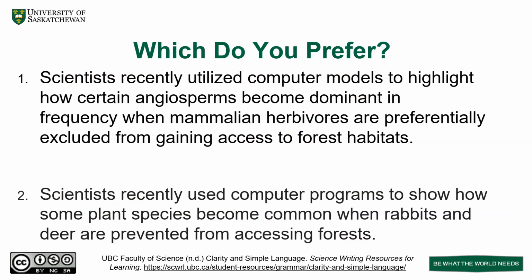All right, let's take a look at some more text. And I think that this is our final example before we start to wrap up. So again, which do you prefer and why? So our first sample reads as follows. Scientists recently utilized computer models to highlight how certain angiosperms become dominant in frequency when mammalian herbivores are preferentially excluded from gaining access to forest habitats. Sample 2. Scientists recently used computer programs to show how some plant species become common when rabbits and deer are prevented from accessing forests. What is your preference and why?